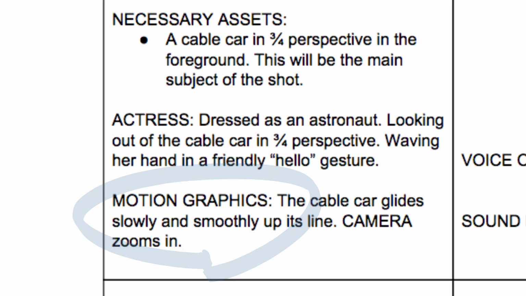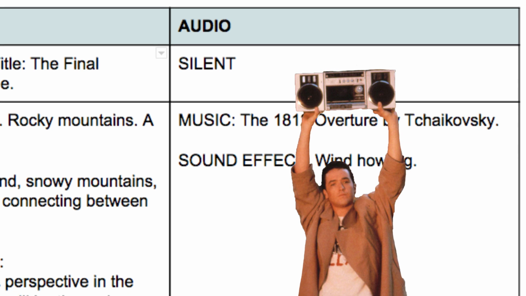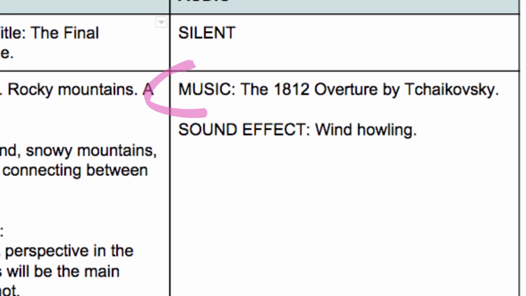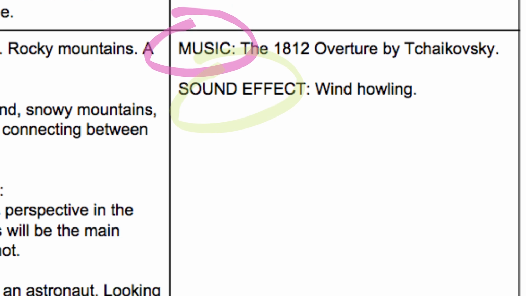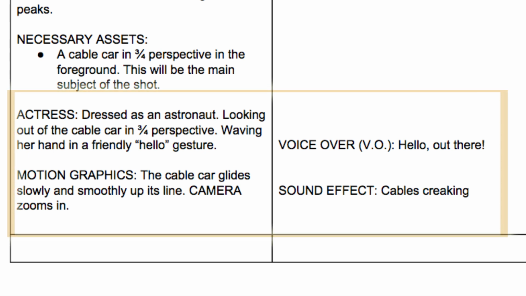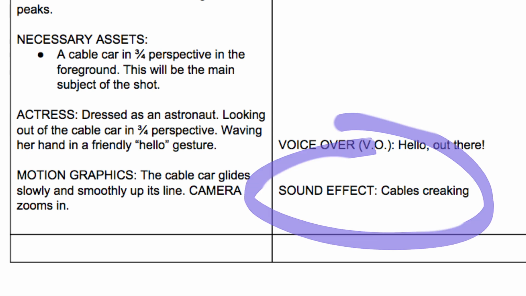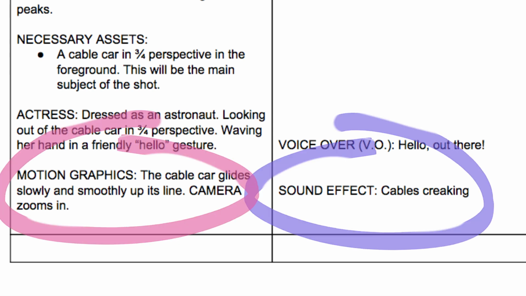That's the visuals. Now we move over to the audio column. This is where we list all of the elements we hear. Labels like music, voiceover, and sound effect describe what sounds are being made. In the split script, the elements listed in the audio column should line up with their corresponding elements in the visuals column. Basically, you list the audio elements in the order you imagine them being heard. For example, sound effect, creaking cables, is lined up with motion graphics in the visuals column. Cool! Now you've got your script.